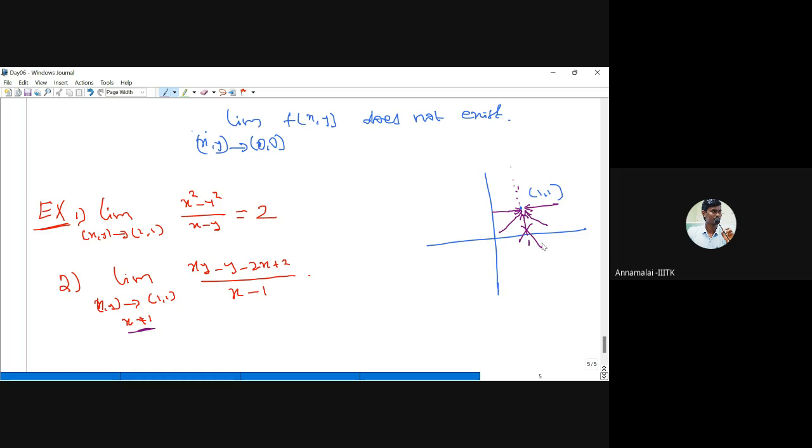So what is the limit? You are not allowed to substitute the values directly, because if you substitute x equal to 1, y equal to 1, the denominator is not defined. Therefore, you have to choose some path, and then you have to check what the limit is.